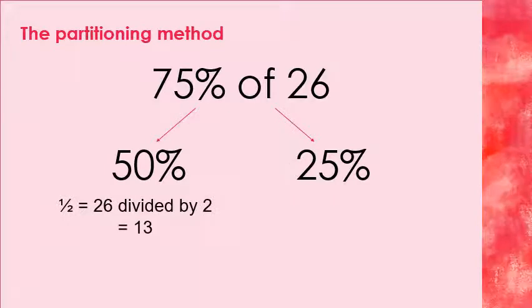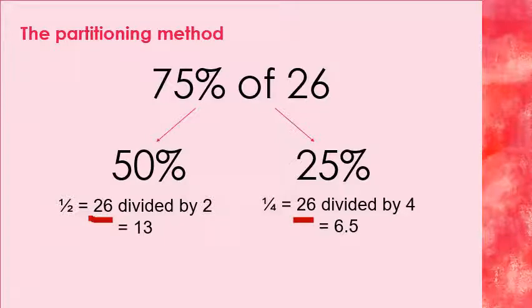To find 50%, I know that that is equivalent to a half. So I divide 26 by 2, which gives me 13. So straight away I found out what 50% of 26 is. Then to find 25% or a quarter, I divide 26, remember I go back to the whole number, I divide 26 by 4, and that gives me 6.5. It's really important to remember that every single time you're finding these percentages, you're dividing by the whole given to you in the original question.